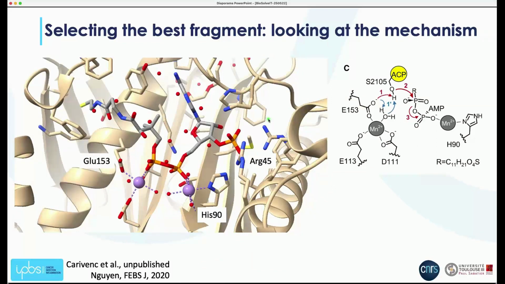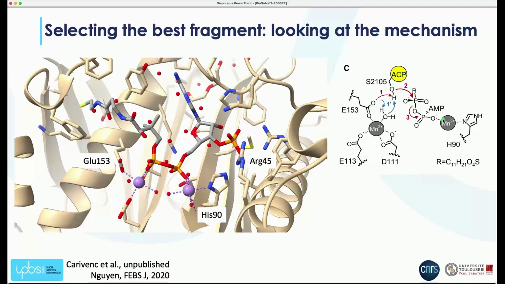So, since we are not able to measure any binding affinity or any enzymatic inhibition, we cannot rely on these experimental ways to identify the most promising starting compound. So instead, we focused on the mechanism of the reaction. The reaction is the transfer of the P-pant arm from coenzyme A to a conserved serine residue on the ACP, the carrier protein domain.